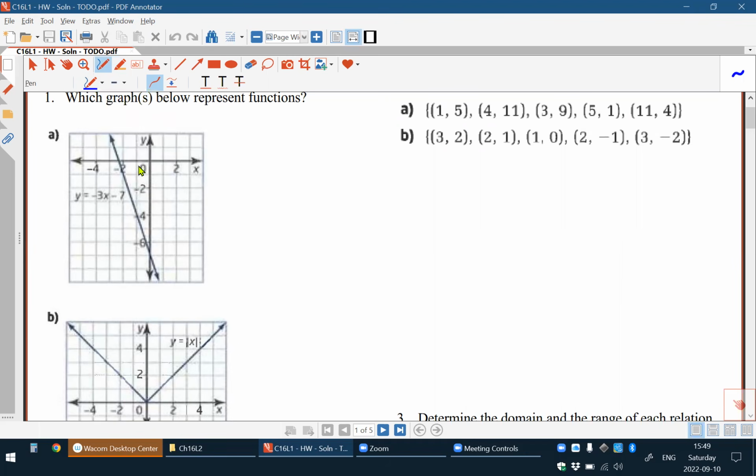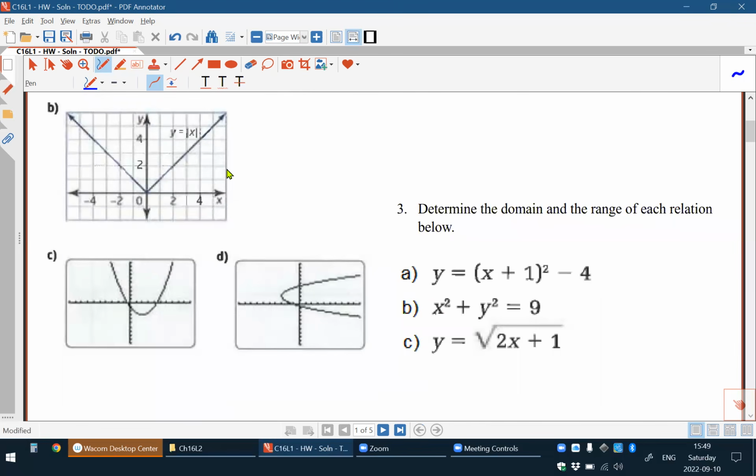You can always check if this is a function by using the vertical check, right? That's to make a vertical line to see how many intersections you have. So for functions, for any x, there must be only one corresponding y. So apparently this one is a function. And the second one is also a function, because for any given x, there is only one y corresponding to x. So y is a function of x, right?